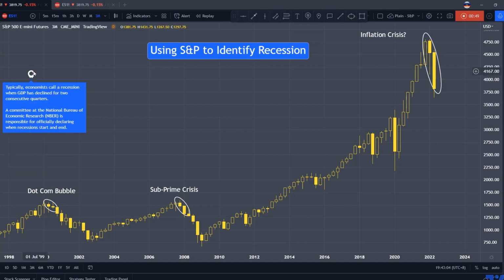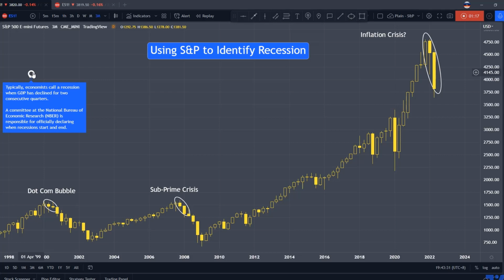Now, how will we know that recession is here? Typically, economists call a recession when GDP, and not S&P, has declined for 2 consecutive quarters. It is this committee called the National Bureau of Economic Research. They are responsible for officially declaring when recession starts and when it will end.